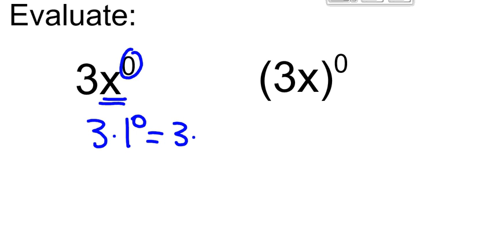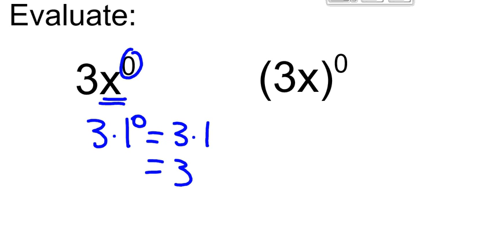Okay, so finally, this is not on your review, but I want to cover it because it's going to be on your test. All right, so in this instance, you need to understand that the power of 0 here is only being applied to the x. So that's the same as saying 3 times x to the 0, which is the same as 3 times 1, because anything to the 0 power is 1, which is equal to 3.